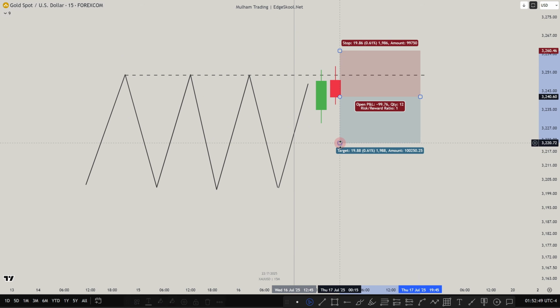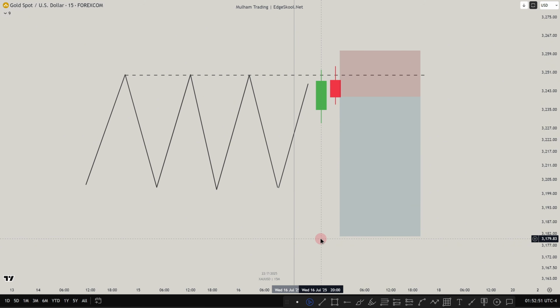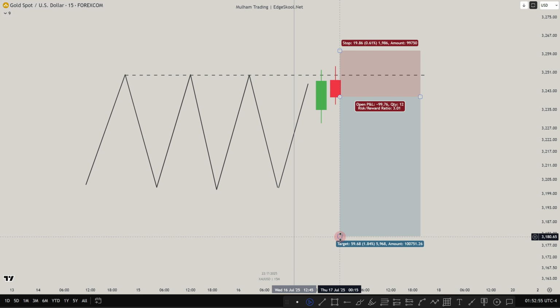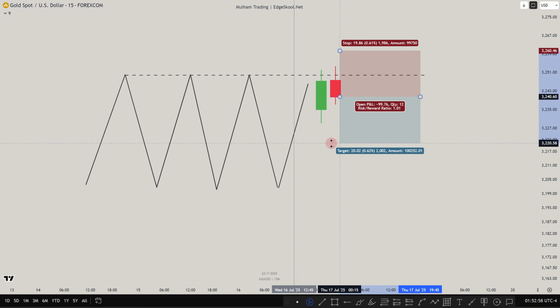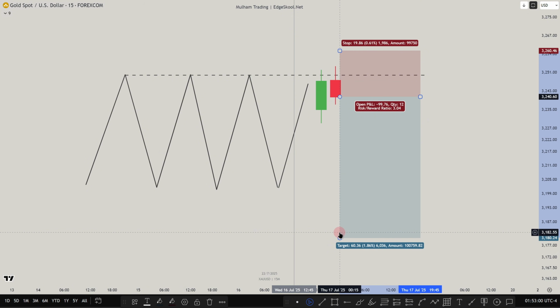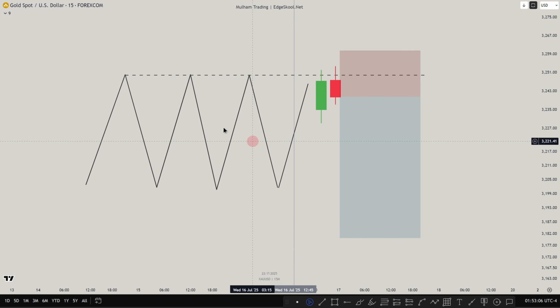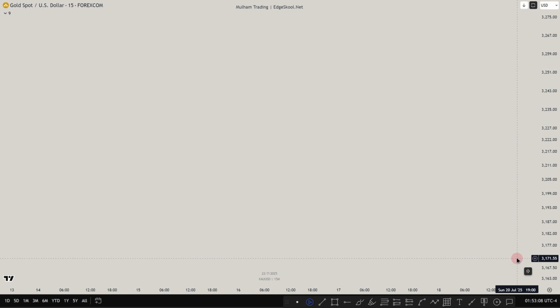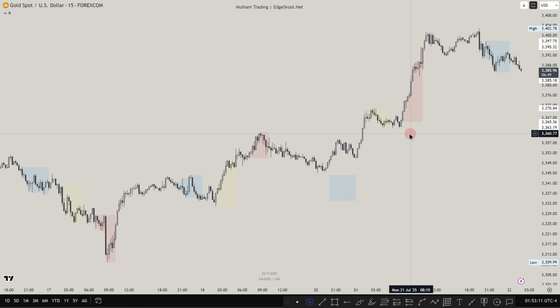However, you can take a risky approach and just target 3-to-1. But to play it safe, you can go break even at 1-to-1 and then target 3-to-1, or target, you know, other liquidity levels. But as a minimum, you go 3-to-1. This is the whole entry here. Now let's go and look at some examples.